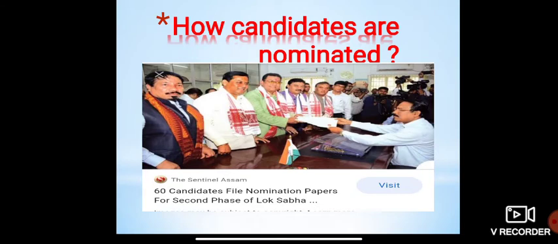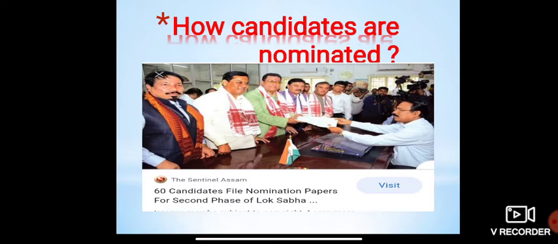The last topic of our discussion today is nomination of candidates. How are candidates nominated? Remember, the minimum age required to participate in an election or to be nominated as a candidate is 25 years. Political parties nominate their candidates, who get the party's symbol and support. This is called getting the party ticket.